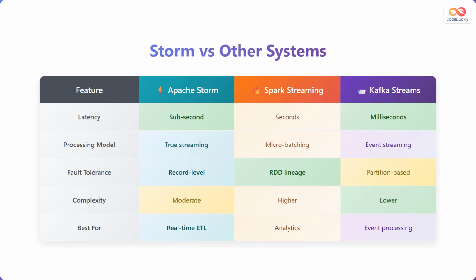In terms of complexity, Storm has moderate complexity, Spark Streaming is higher, and Kafka Streams is lower. Storm is best suited for real-time extract transform load, ETL, processes, Spark Streaming for analytics, and Kafka Streams for event processing.